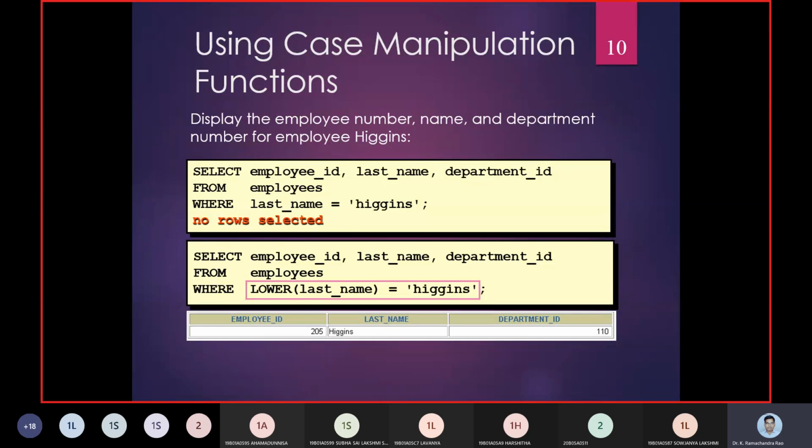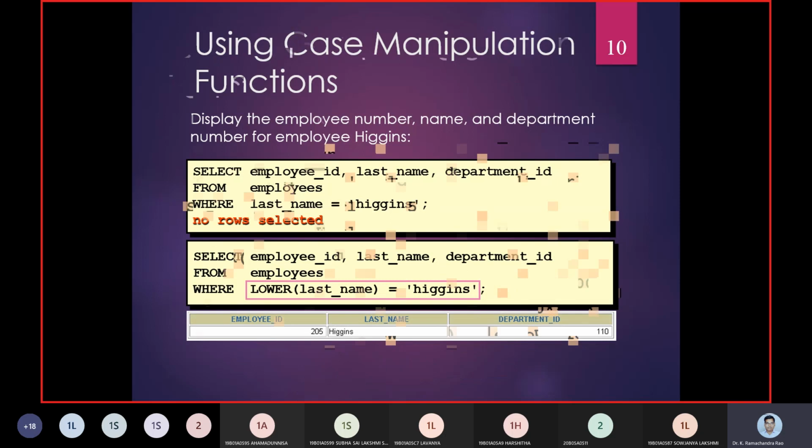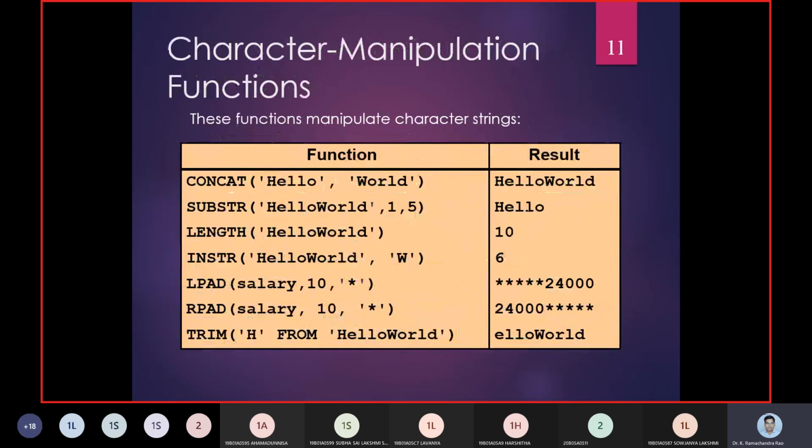So here you can see LOWER of last name. We need to have an exact match, and that too in lowercase: the last name of an employee is Higgins. Now we should understand that the employee Higgins was in lowercase letters. That is the reason why we are able to put this last name as Higgins, and it is going to be searched as only one character is available.